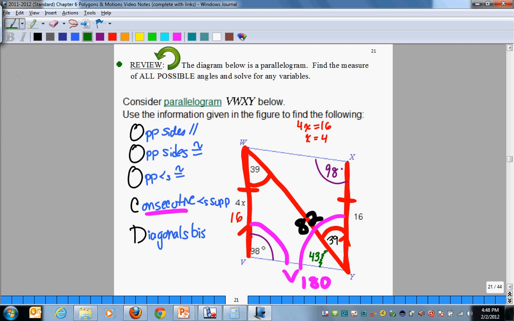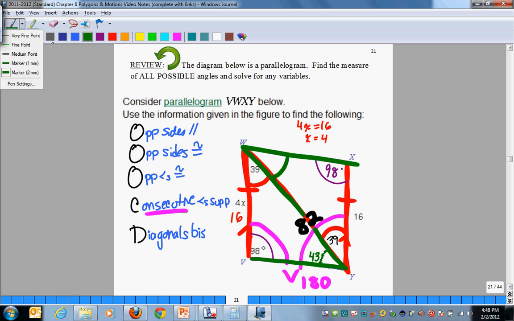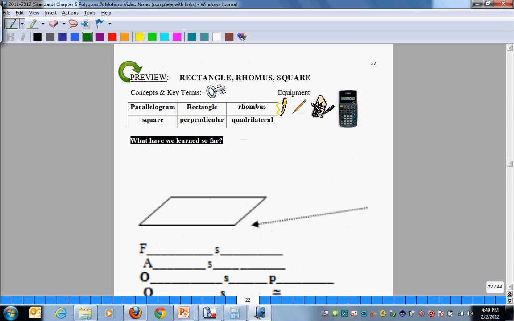And remember, opposite sides are parallel, so I can now draw an armpits of the Z going this way, alternate interior, which means this angle up here is also going to be 43. So you can see when you know the OCD of parallelograms, you can find quite a deal of information. Now we're going to move on to 3 new shapes today. That's going to be rectangles, rhombi, and squares.